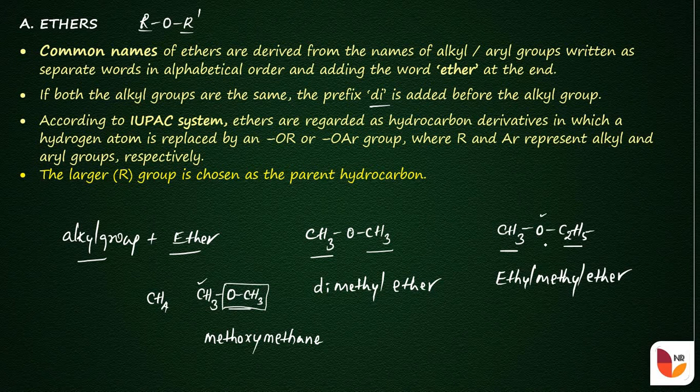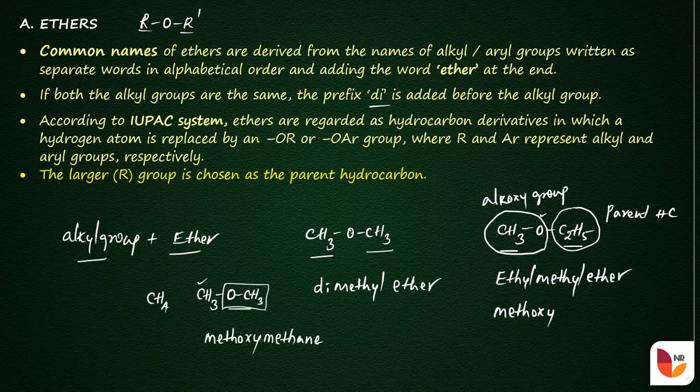In the second molecule, it contains two different groups, hence the larger alkyl group is chosen as the parent hydrocarbon, the parent chain. The remaining part of the molecule is called the alkoxy group. First write the name of the alkoxy group; here the alkoxy group is methoxy, and the parent chain is 2 carbon atoms, so it is represented as eth, and the suffix, the nature of the bonds, is ANE. So it is methoxy ethane.